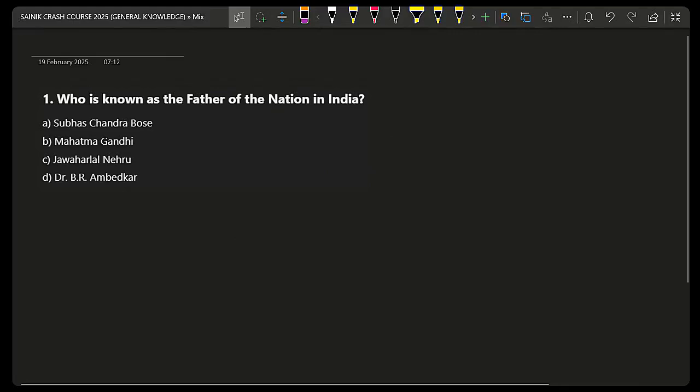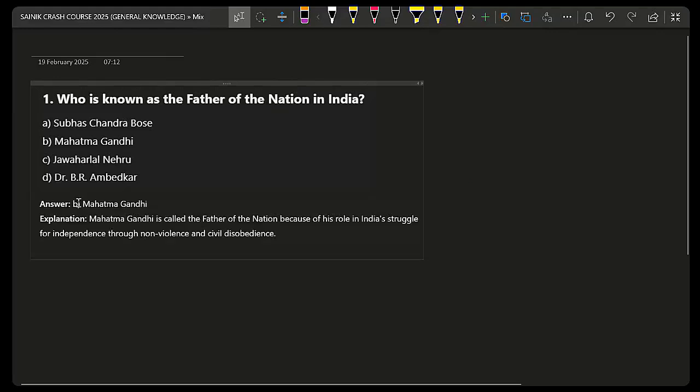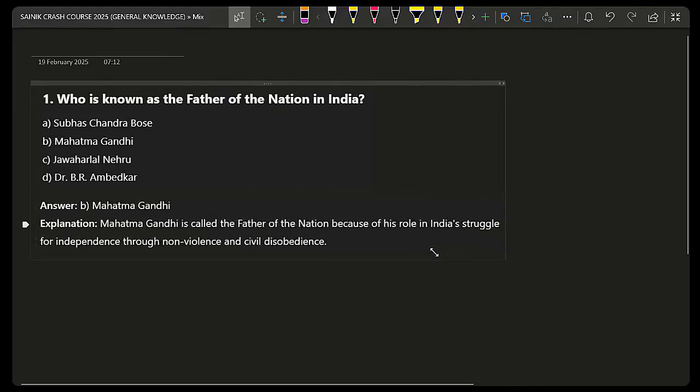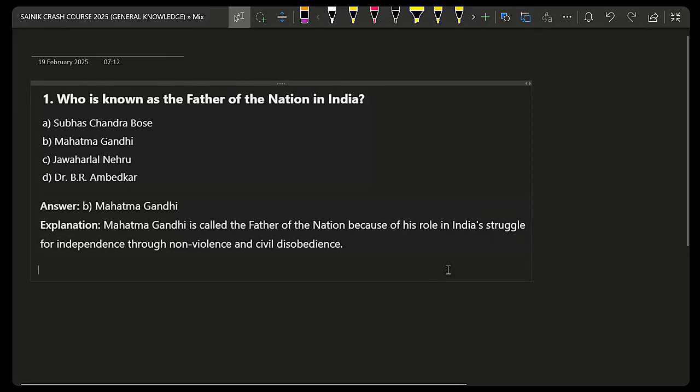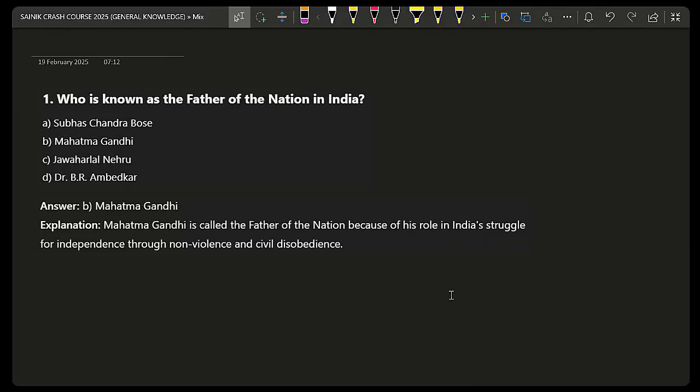Surprisingly, I received 5 votes for wrong answers. 2 people voted for Dr. B.R. Ambedkar, wrong answer. 3 people voted for Jawaharlal Nehru, wrong answer. And 24 students gave the correct answer. The answer is Mahatma Gandhi. So let's learn something about Mahatma Gandhi. He is called the father of the nation because of his role in India's struggle for independence through non-violence and civil disobedience.